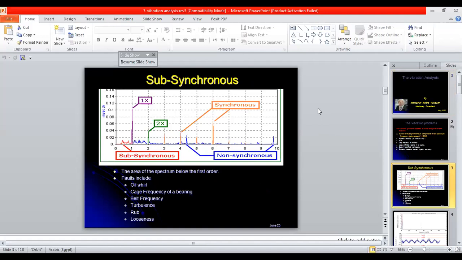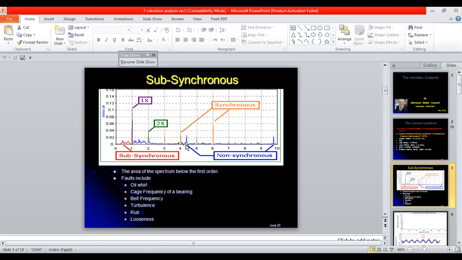Do you remember when we explained before the vibration spectrum: for the y-axis, the amplitude may be displacement, velocity, or acceleration, and the frequency for the x-axis may be hertz, cycles per second, cycles per minute, or order. Order will be related to the running speed of the machine.